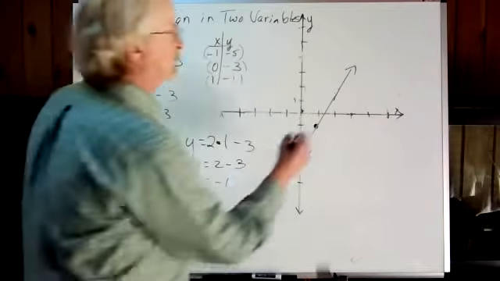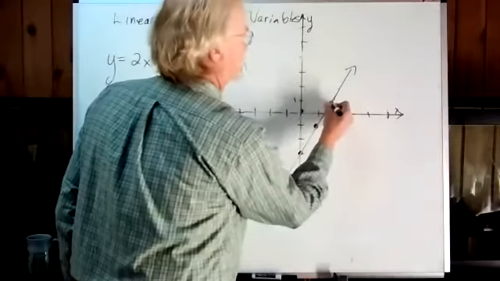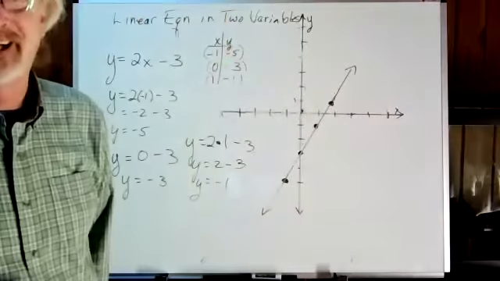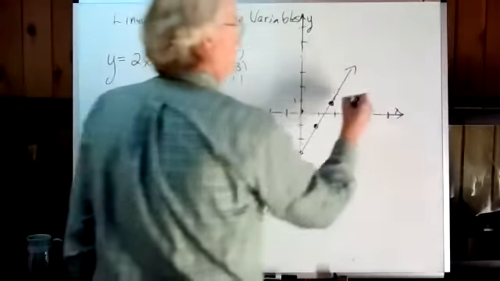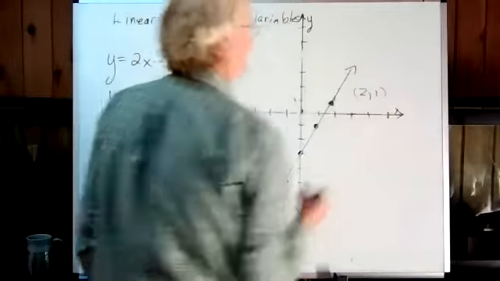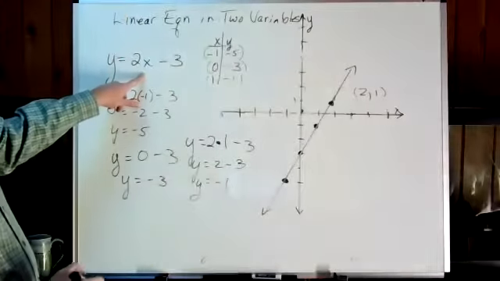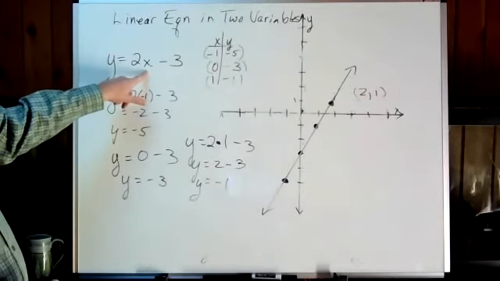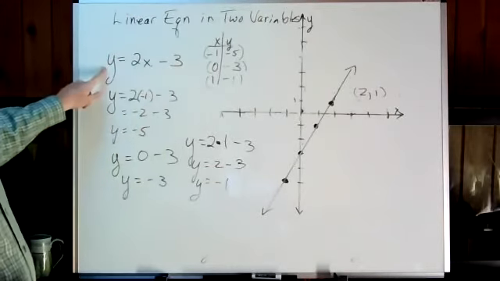Well, I guess it's supposed to be down here. Gee, make it look better. At any point on that line, that looks like 2 and 1. If I put that in, 2 for x, I get 4. Minus 3 gets me the 1, right?